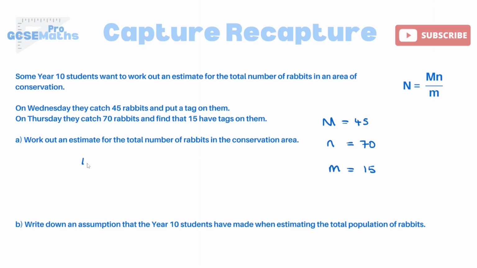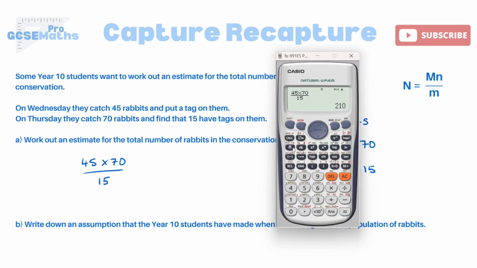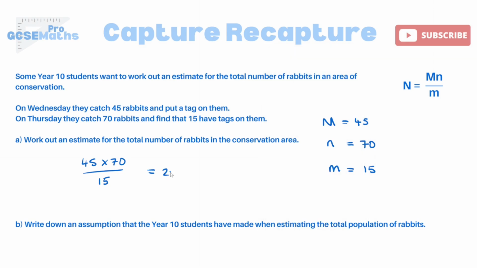So literally, as I said, you can just multiply the first two numbers together and then divide by the third one. Or if you are more inclined to memorize the formula, then that's the same thing. And put it into the calculator. So 210 is the estimate. So that would, as I said, likely be 3 marks. We've also now got a part B. So write down an assumption that the Year 10 students have made when estimating the total population of rabbits.